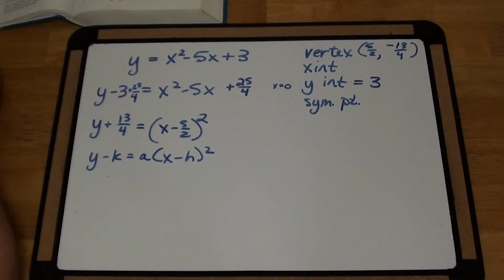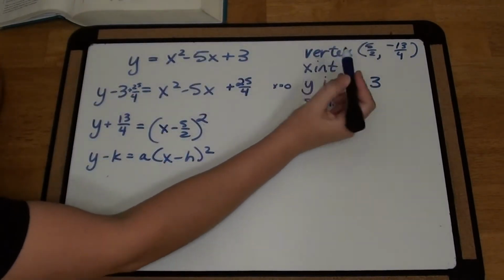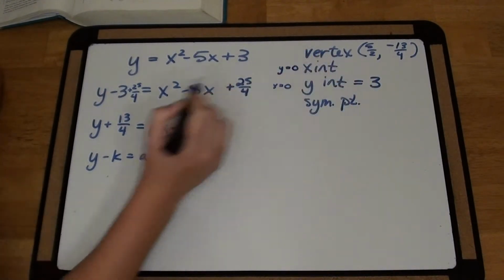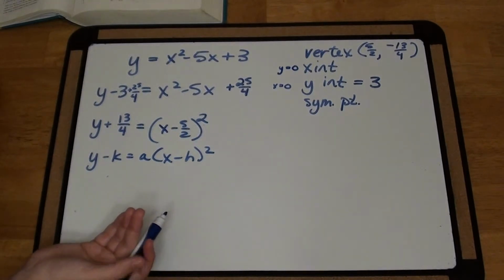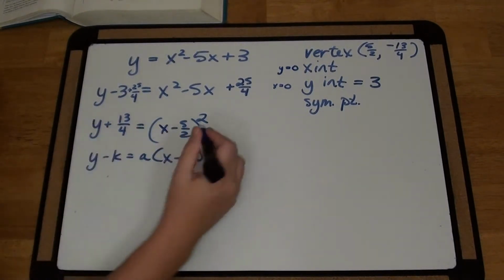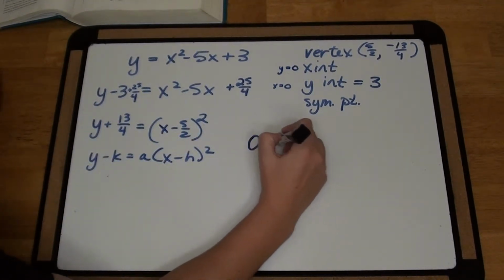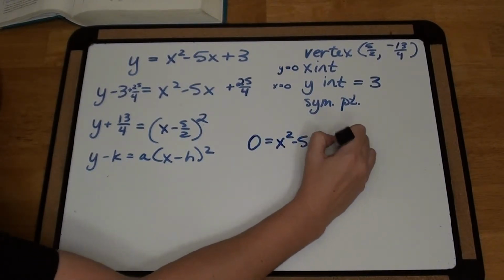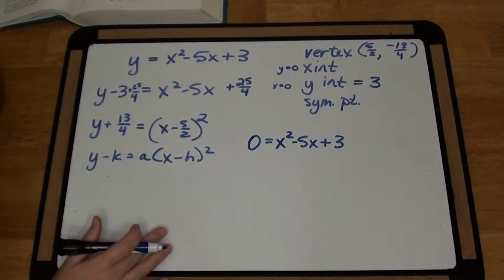All right, now we want to find the x-intercepts. What does it mean to find an x-intercept? It means that y equals 0, because remember, every time a graph crosses the x-axis, y is equal to 0. So we're going to say 0 equals x squared minus 5x plus 3. Well, I can't factor this.